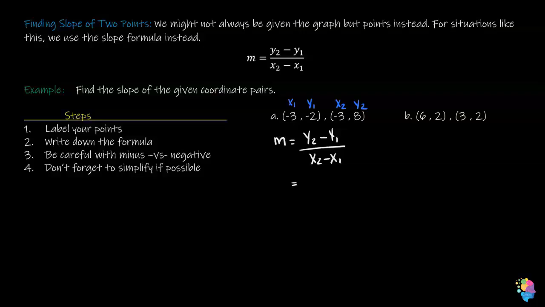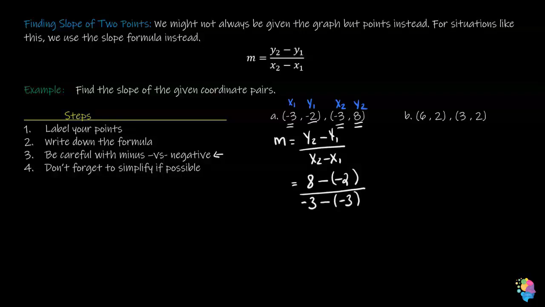So let's start from left to right. I do y2, in this case will be 8, the minus from the formula, and then I open a parentheses just so that I'm careful of that minus negative situation. And then I bring y1. In this case, y1 is minus 2. Then I go to the denominator and I bring x2, which is in this case minus 3, negative 3, the minus from the formula, and then I open a parenthesis to bring x1. In this case, I get negative 3 for x1.